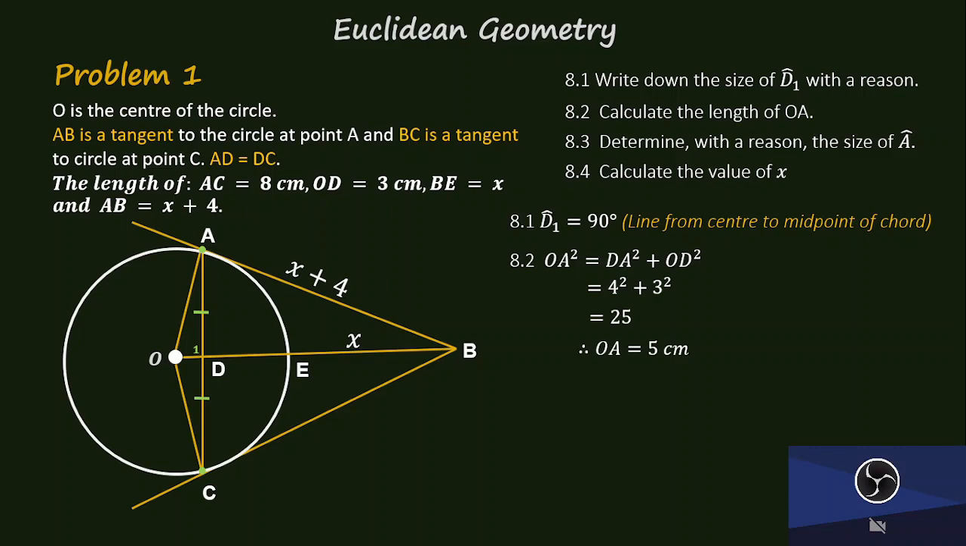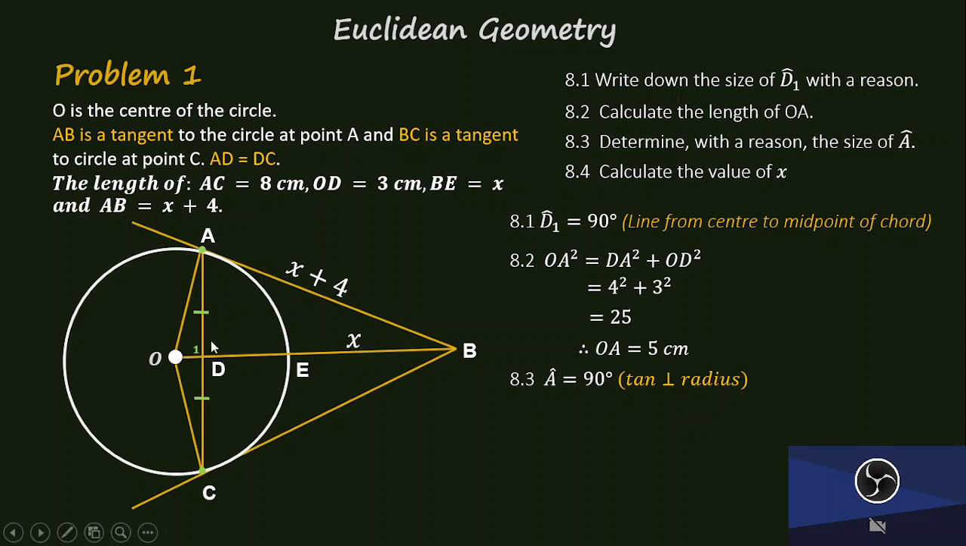The third question says determine with a reason the size of angle A. So angle A would cover everything here, right? When we're dealing with theorem number 6, I showed you that a tangent and a radius, if you look at OA is a radius, it moves from the center to the circumference. A tangent and a radius at the point of contact make an angle of 90 degrees, right? Remember, we said that. So A will be 90 degrees, and the reason is tangent is perpendicular to radius.